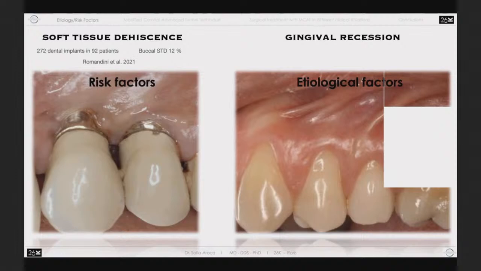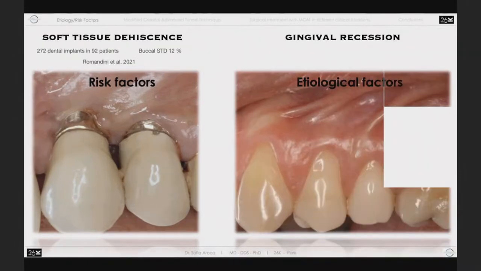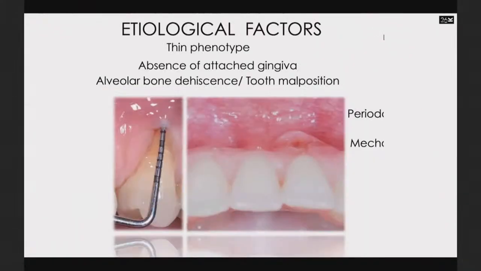this topic. So here we see the same divide again: soft tissue dehiscence versus gingival recession. Exactly, and you see also the study that I was talking about just a few minutes ago, where they show in the aesthetic zone, in a university population, that 12% of the patients present soft tissue dehiscence. And you can see here that I wrote risk factors around the soft tissue dehiscence and etiological factors of the gingival recession. According to my clinical experience, it's extremely important to make that difference.